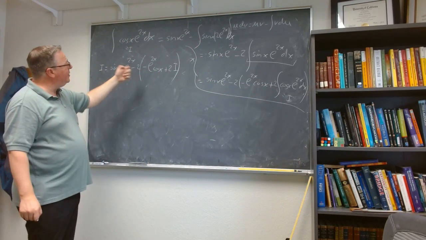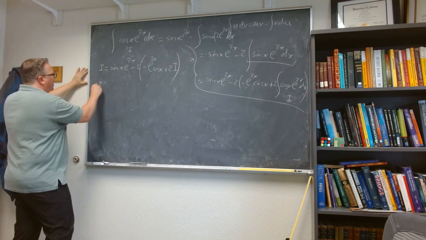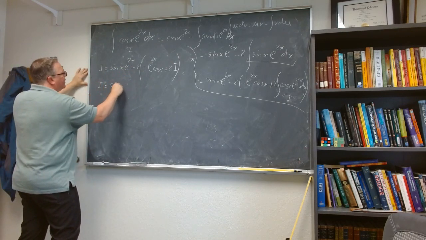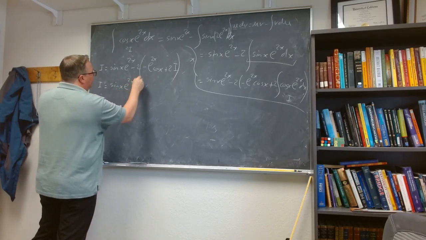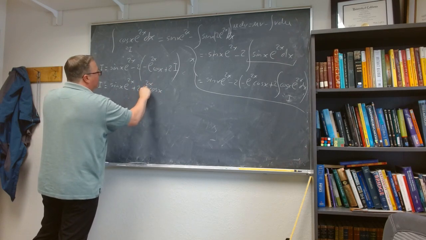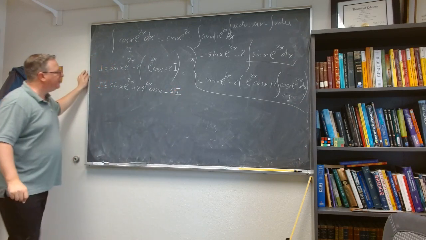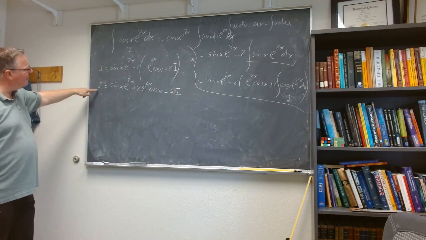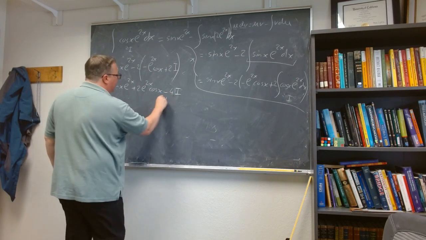Now, let's go ahead and do some algebra and see if we can solve this for I. I get I equals sine of x e to the 2x plus 2e to the 2x cosine x by multiplying through, minus 4I. So here I have I, and here I have minus 4I. Well, I could just add 4I to both sides.